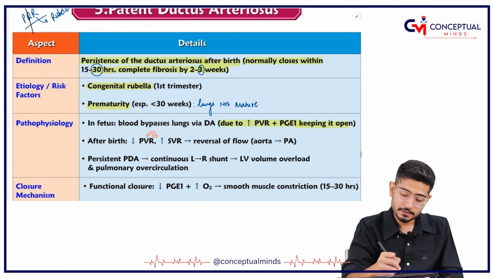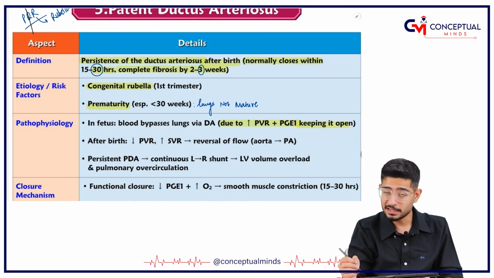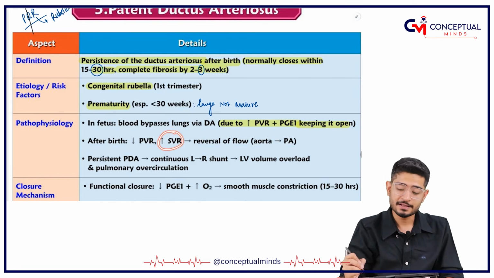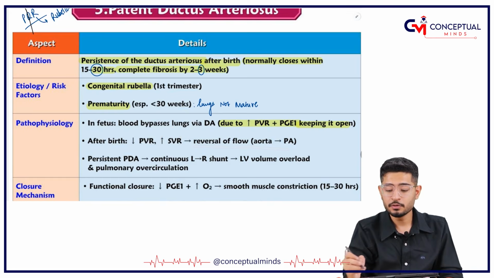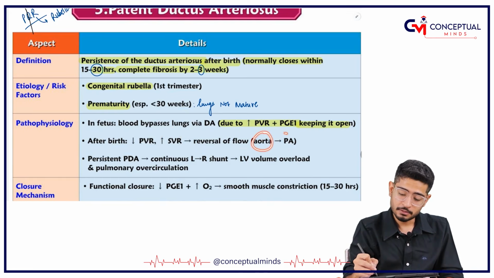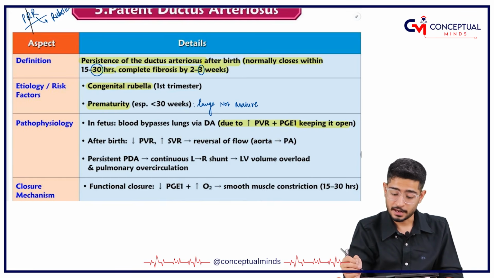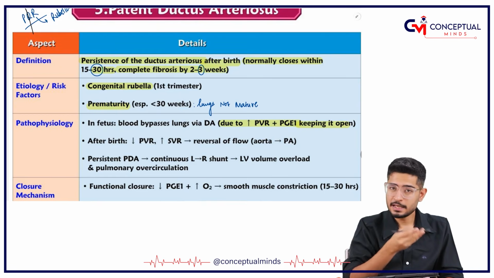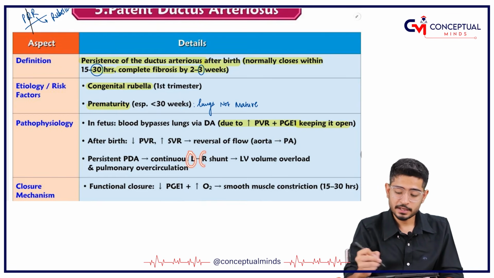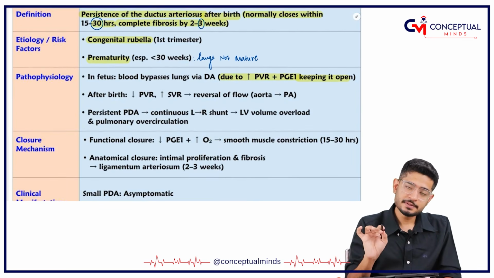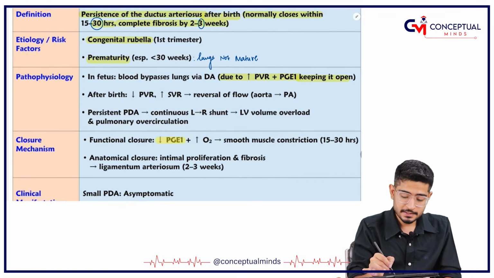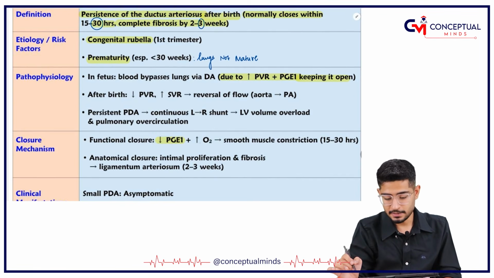After birth, what happens? The pulmonary vascular resistance is going to decrease and the systemic vascular resistance is going to increase. That's why there is a reversal of the flow. So if it is patent, now it is going to go from the aorta to the pulmonary artery. Similar to ASD and VSD, a left to right shunt is going to come, the left ventricular volume is going to deplete, and the pulmonary circulation is going to be over circulated. That's it.